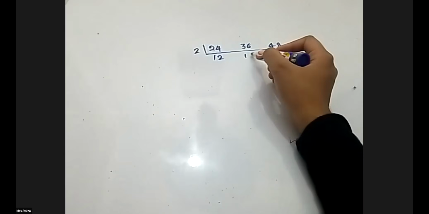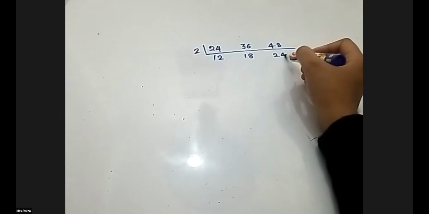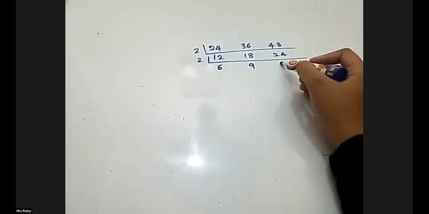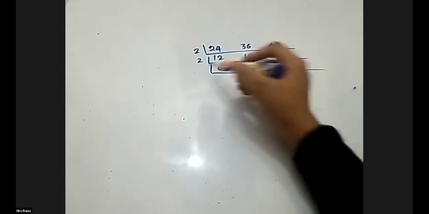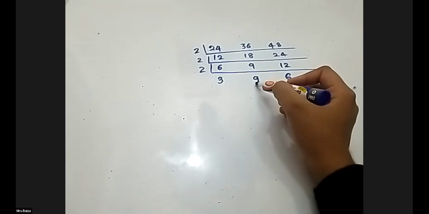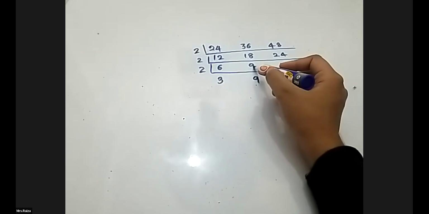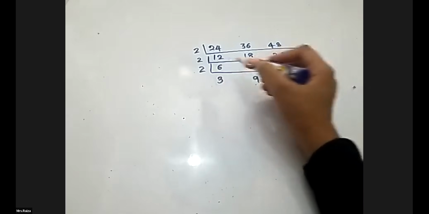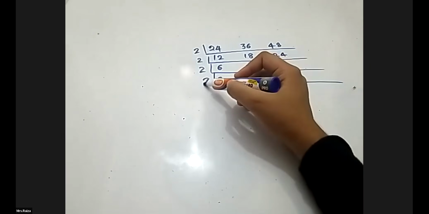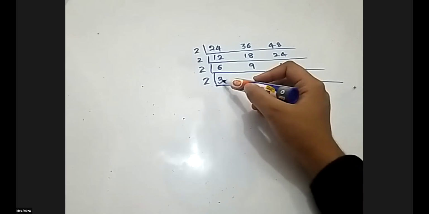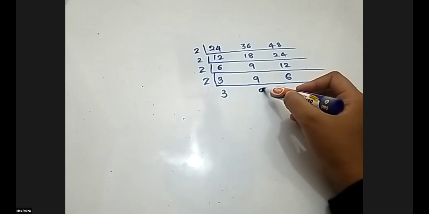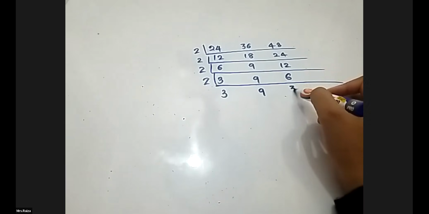So I get 12, 18, and 24. Again, this set of numbers are divisible by 2 and you get 6, 9, and 12. Again, this one you can divide by 2. You get 3, 9, and 6. Why this 9 came? Because 9 is not divisible by 2, so you just write the same number again. Now you divide again by 2. 3 is not divisible by 2, you write 3 again. 9 is not divisible by 2, you write 9 again. But 6 is divisible by 2.